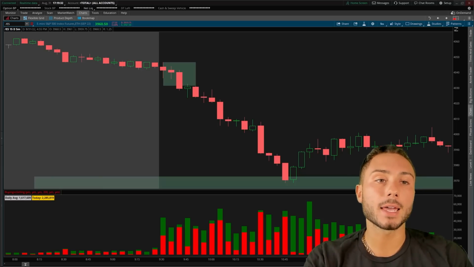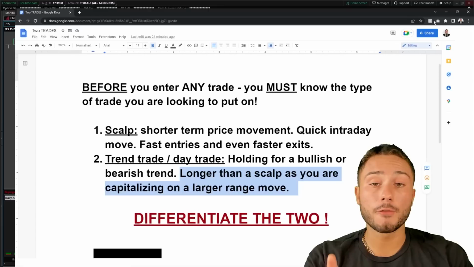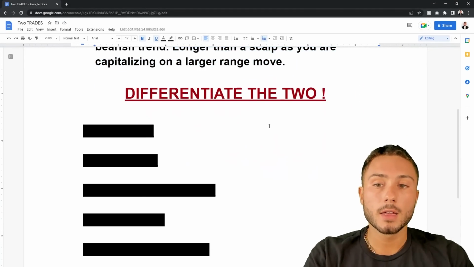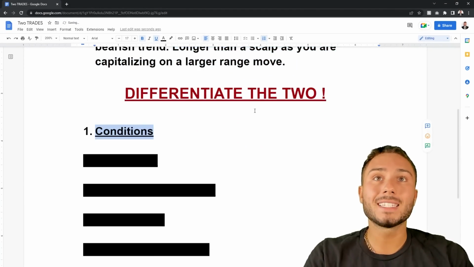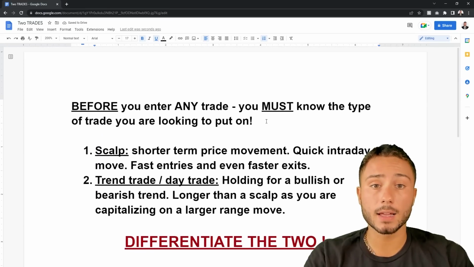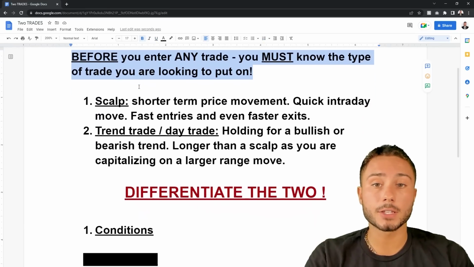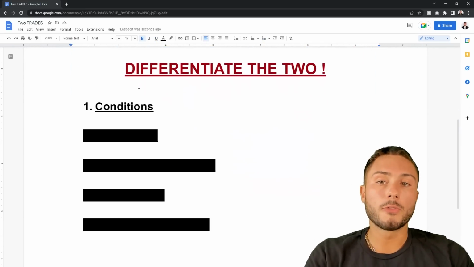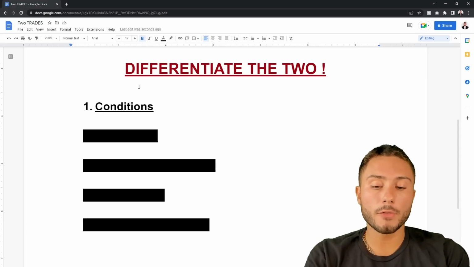With this in mind, there are 5 major points that I want to go over where we differentiate the two. Now, this goes back to knowing the setup that we're looking to enter before we put it on. So before you put a trade on, know if you are scalping or trend trading. This is going to help you understand which one you're going to take and how to adjust and react accordingly. It's vital to understand.